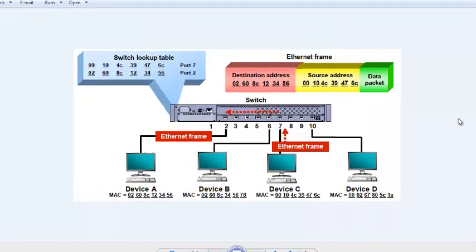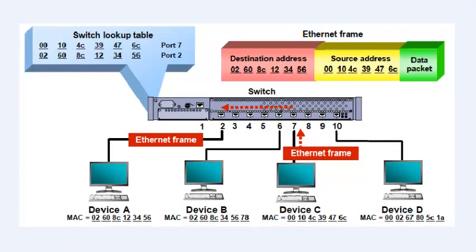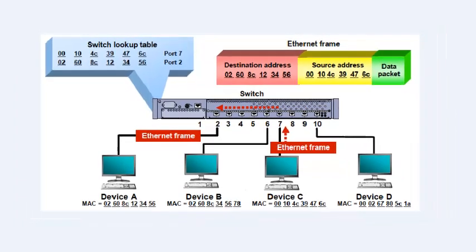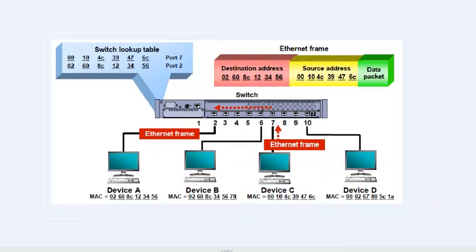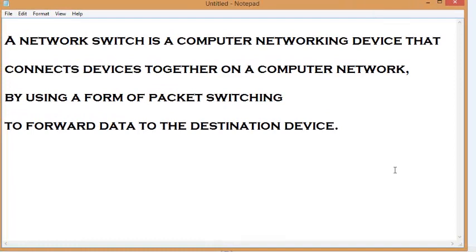And basically a switch is a device that filters and forwards packets between LAN segments. I got a definition from Wikipedia. So here is the definition from Wikipedia. A network switch is a computer networking device that connects devices together on a computer network by using a form of packet switching to forward data to the destination device. That's a basic definition for a switch.